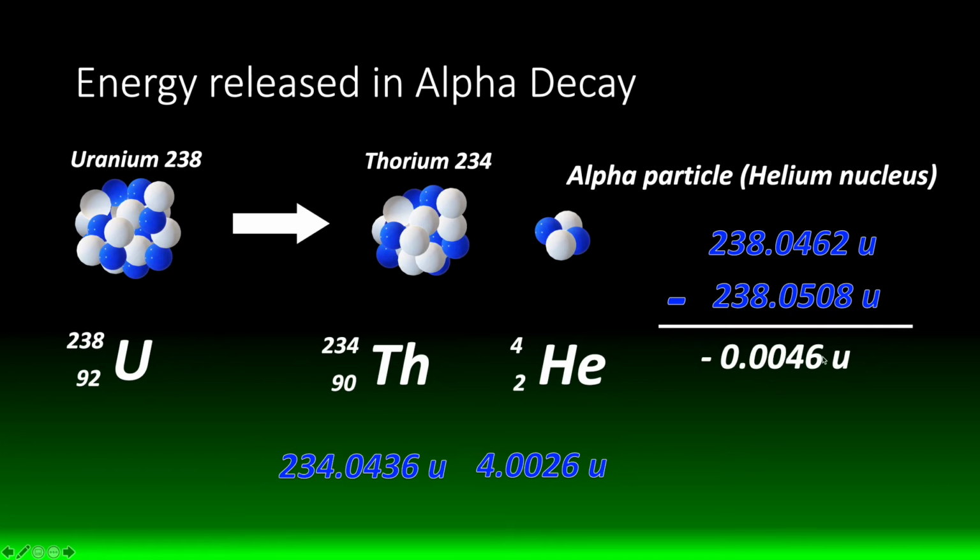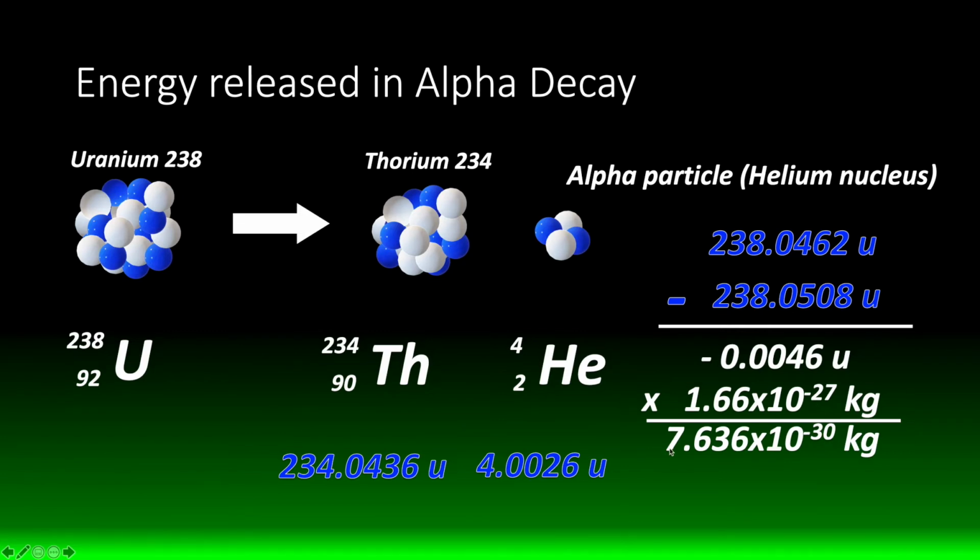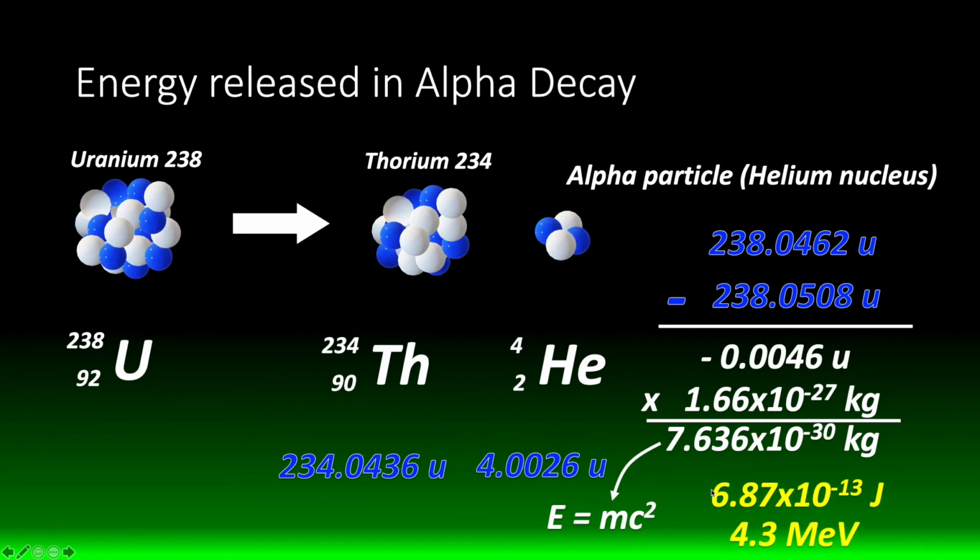So first, let's turn these atomic mass units into kilograms. So we'll times by 1.66 times 10 to the negative 27 kilograms. And again, an answer of 7.636 times 10 to the negative 30 kilograms. Again, it's not a huge change in mass, but it is significant because we'll turn that into energy now. Using E is equal to mc squared, plug that m in for mass, and I get a number of 6.87 times 10 to the negative 13 joules, which may seem small, but that's for just one nucleus, and nuclei are really, really small. So it's a fair amount of energy.